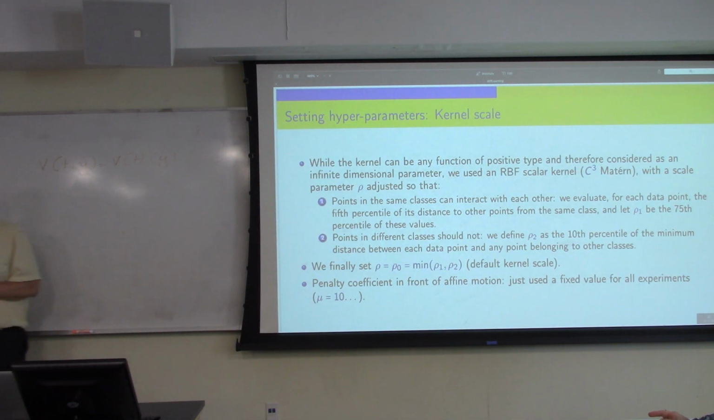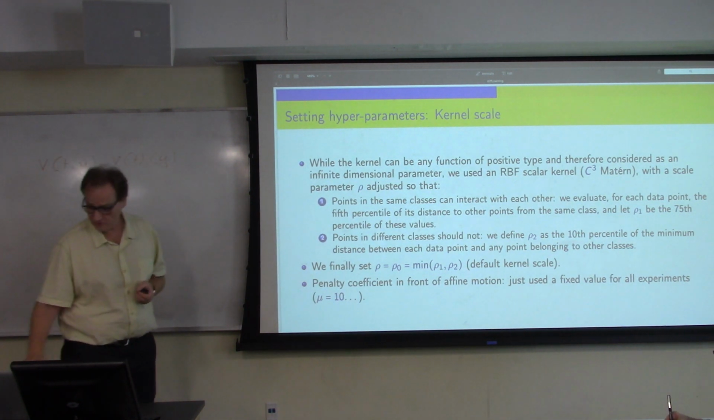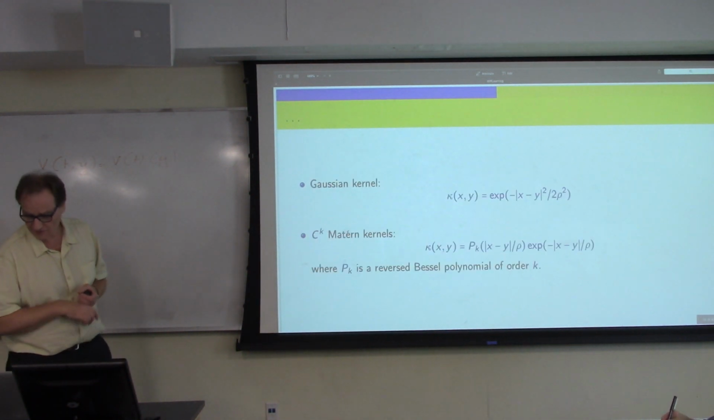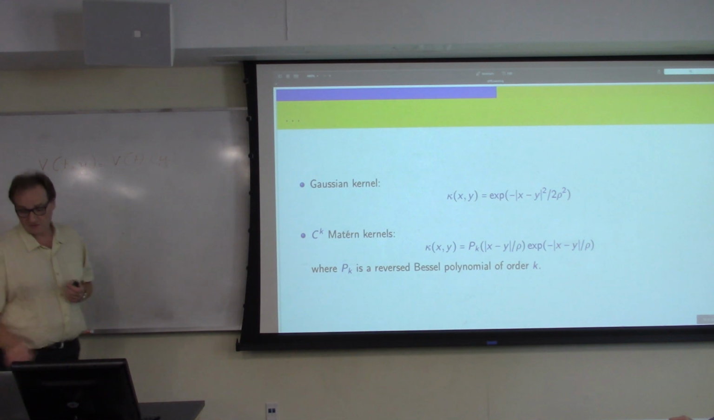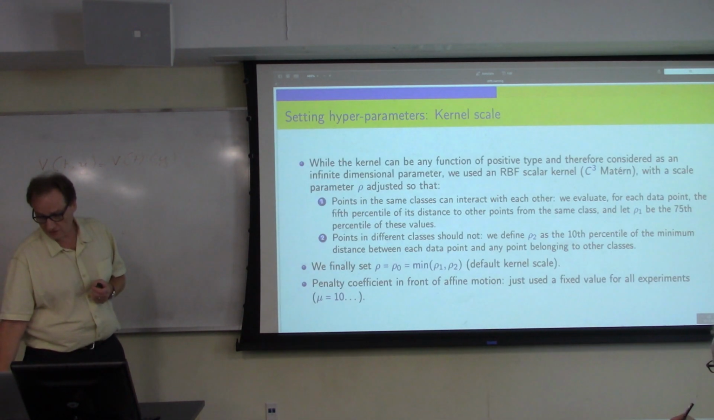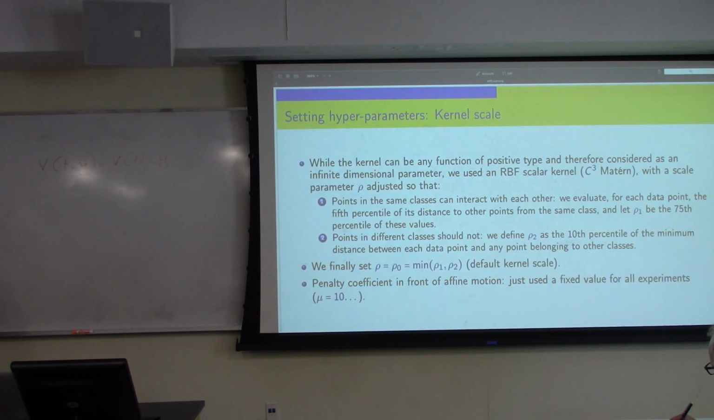There are a few parameters that needed to be set for the model. One was the scale of the kernel. You remember this rho parameter? It was a long time ago, so let me show it again. This is probably the most important parameter, and the next one. So for that one, think about it, we're looking at a vector field.